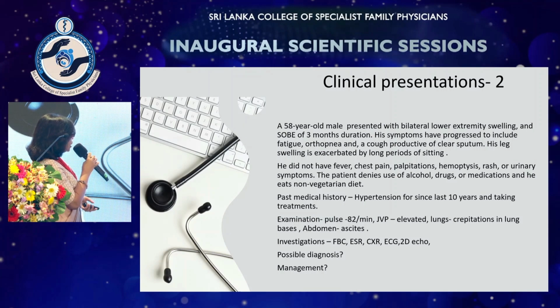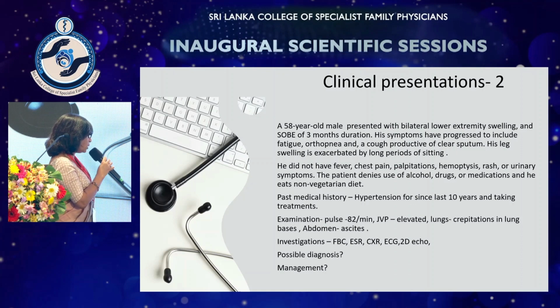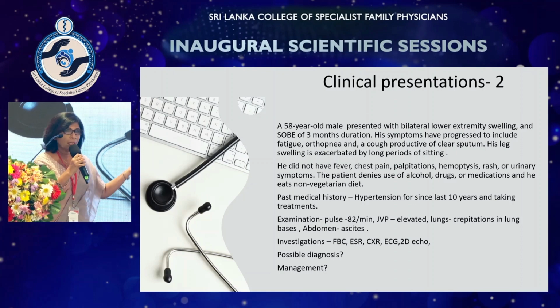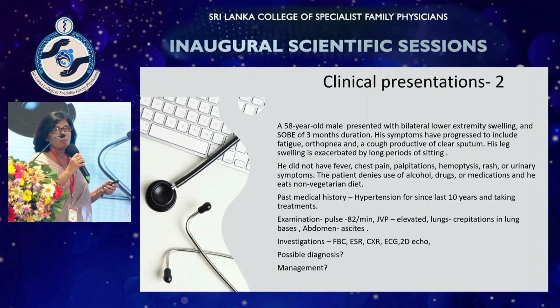The patient denies use of alcohol, drugs, or medications, and he eats a non-vegetarian diet. Past medical history: hypertension for the last 10 years, on treatment. On examination, pulse is 82, jugular venous pressure is elevated, there are crepitations in the lung bases, and there is ascites. We have ordered all these investigations. Now it's very clear in this patient why we want to treat.